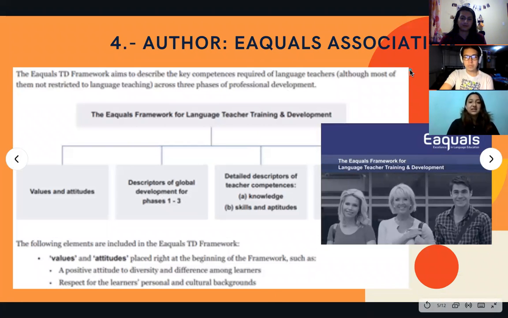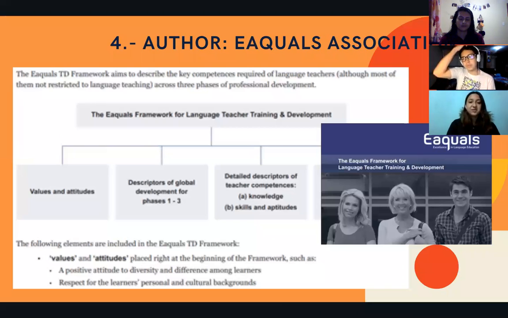The next one is Equals Association, and these authors mention elements that a lesson framework should develop. The first one is values and attitudes. Then we have description of global development. This is what the teacher expects. And the last one is detailed description of teacher competence.